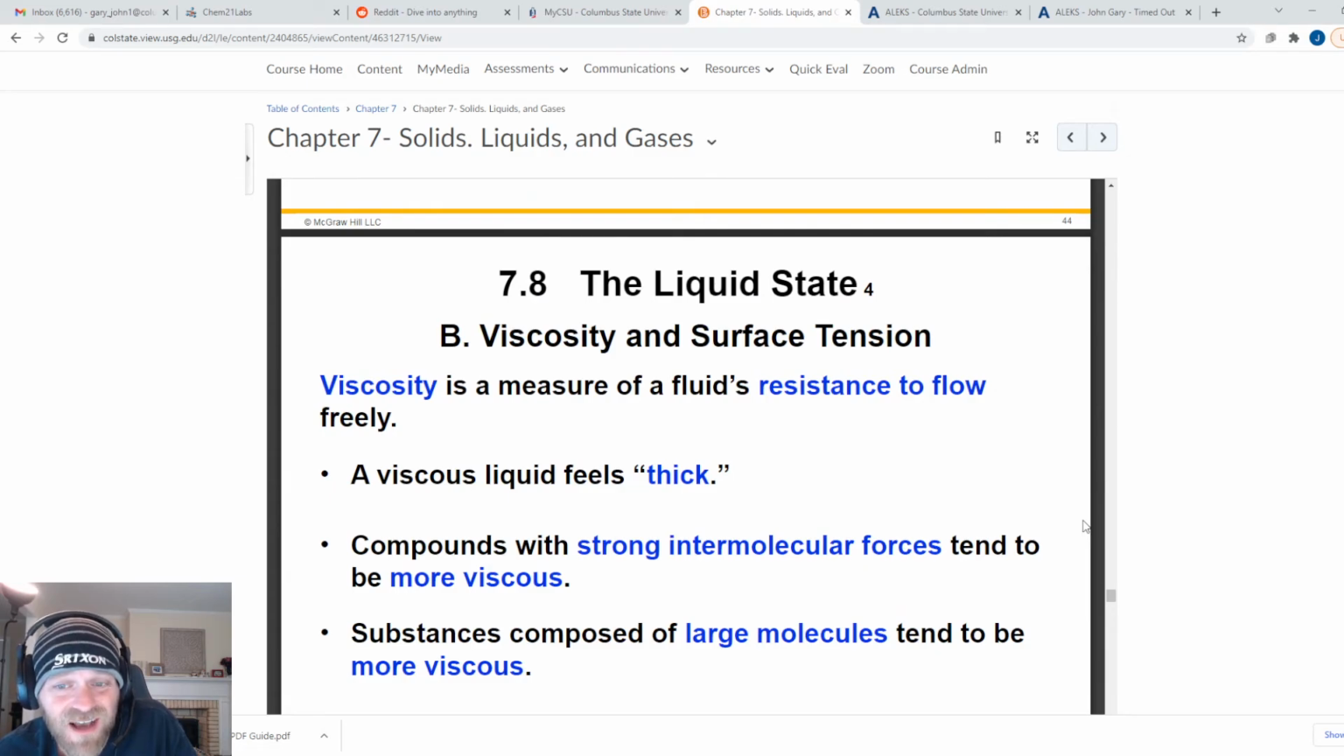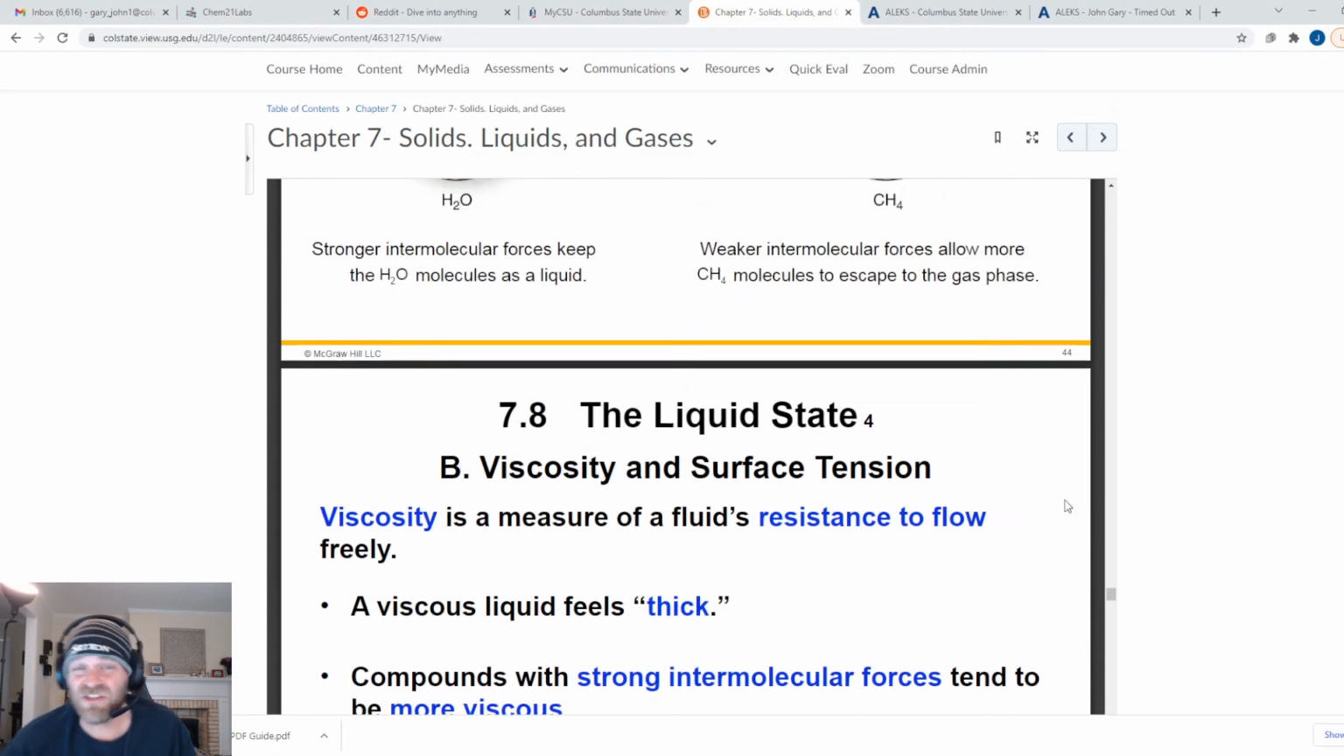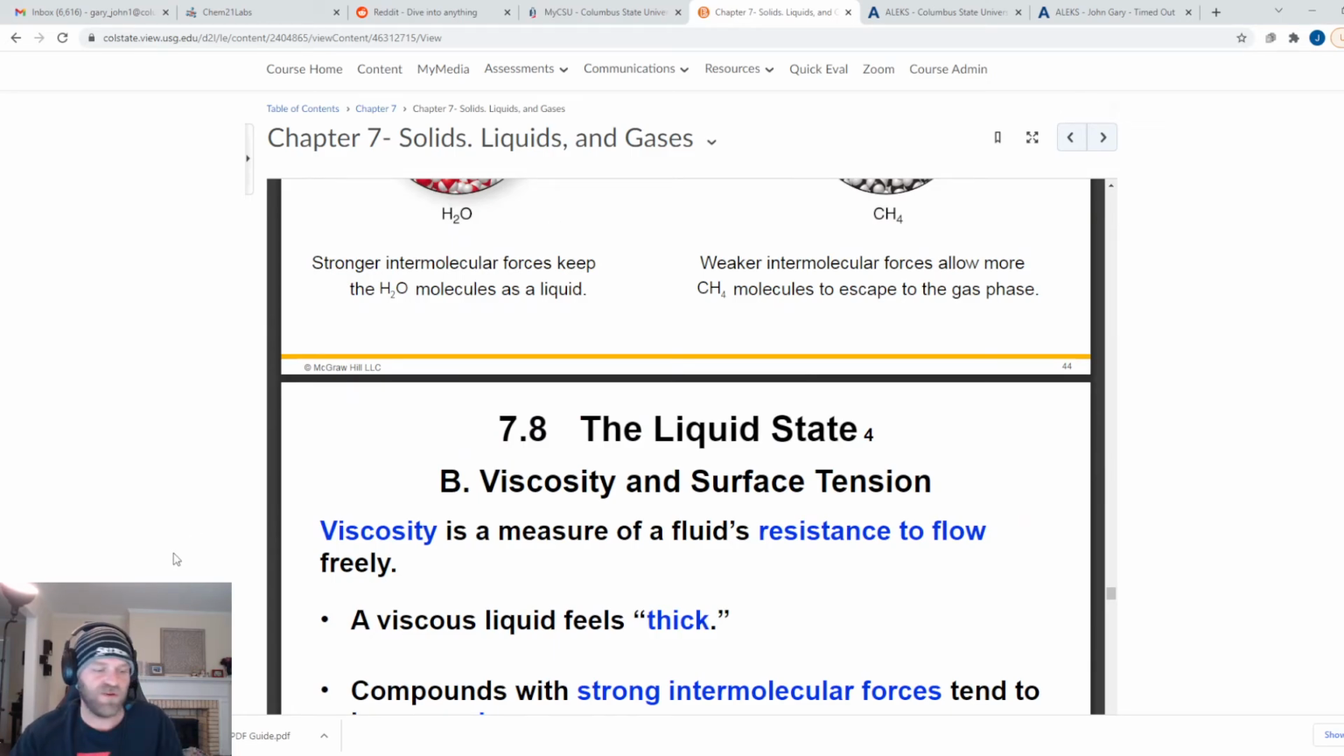All right, and then viscosity, surface tension. This is just kind of how fast something moves.